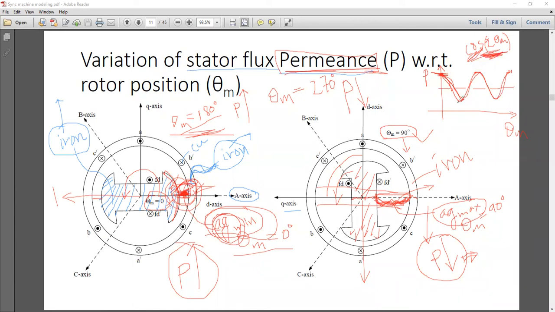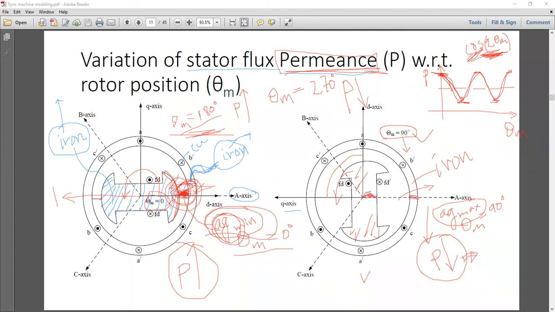Now, what about the minimum value? Is the permeance exactly 0? Should it be 0? No, sir, there is some coverage of iron. Let's look at it carefully. Even at theta equals 90 degrees, there is some coverage, some linkage. There is some permeance available. Of course, it is less than at theta equals 0, but there is some coverage.